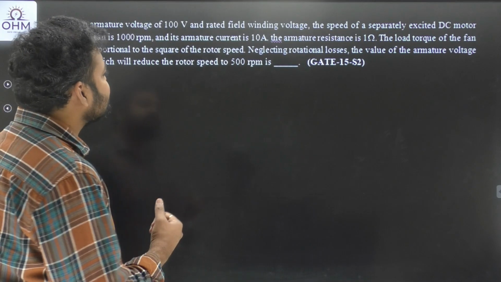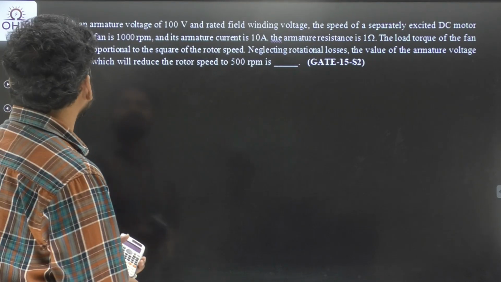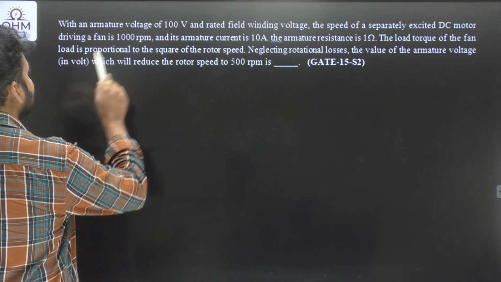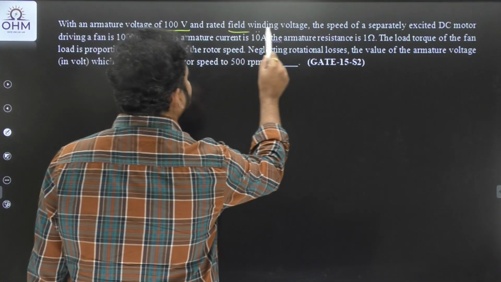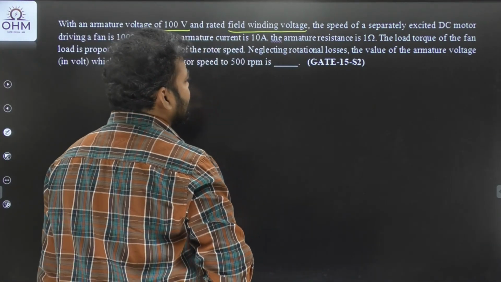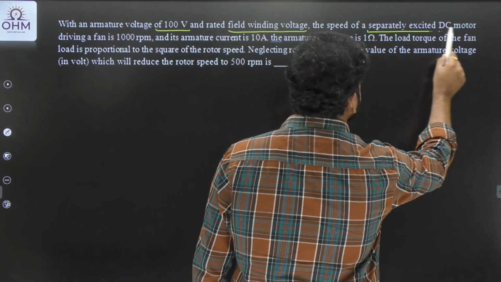Once again, the question is from DC motors. First understand, initially what is the armature voltage? 100 volt is used. Rated field winding voltage, that is important. The speed of a separately excited DC motor.